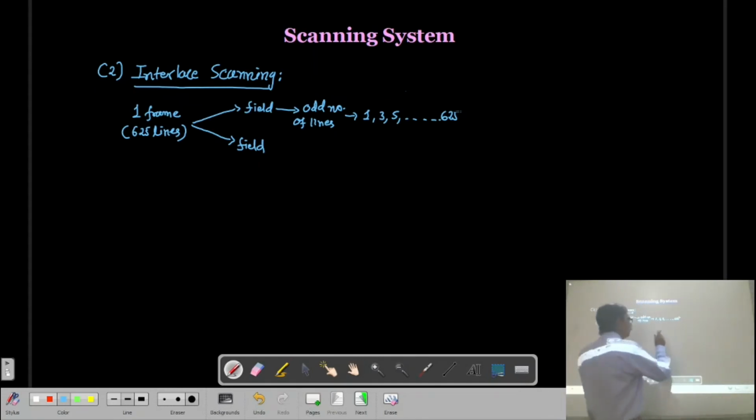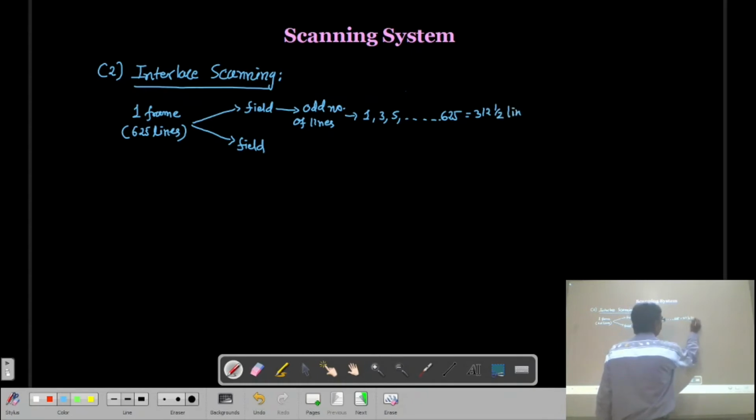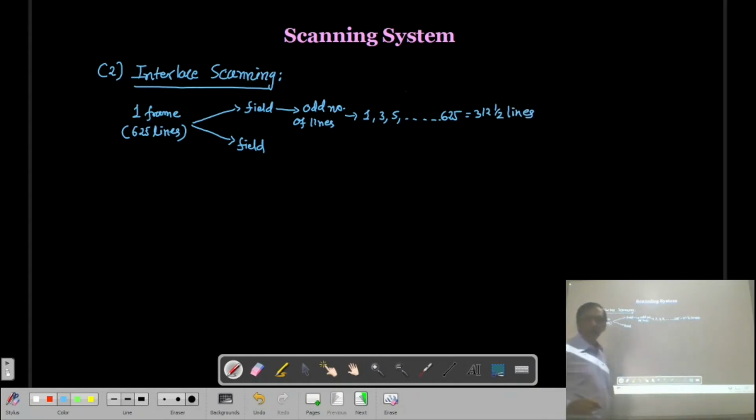So what is the total number of lines? The total number of lines is 312 and a half. In one field, the total number of lines is 312 and a half, because the frame is divided into 2 parts. Correct? So here it will draw line number 1, 3, 5, 7 like this, and therefore this is known as an odd field.